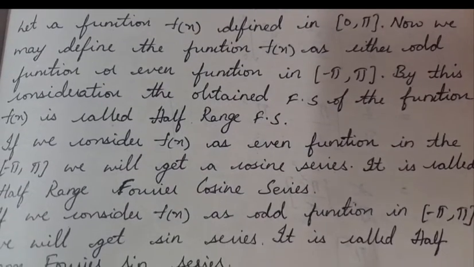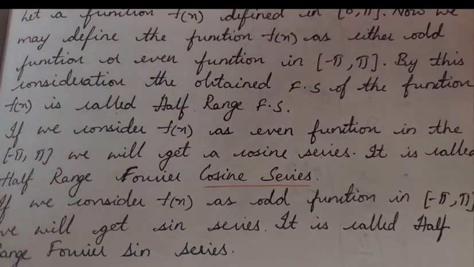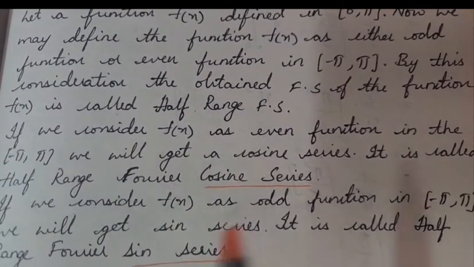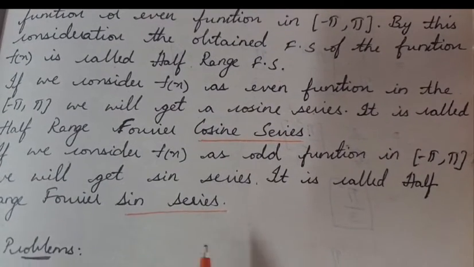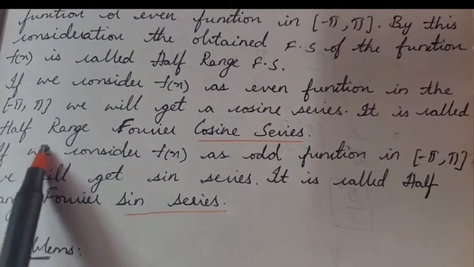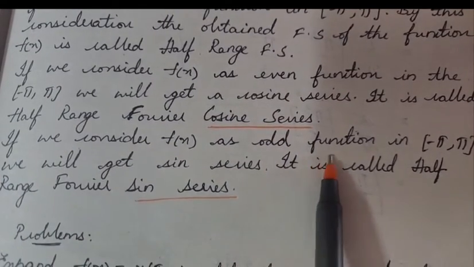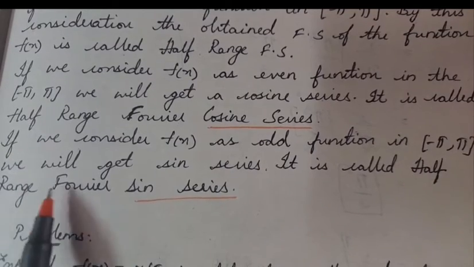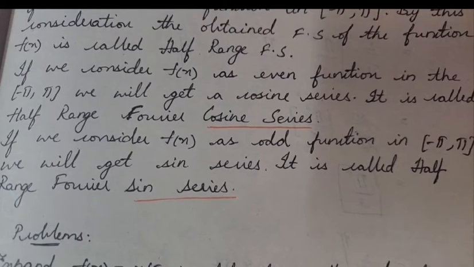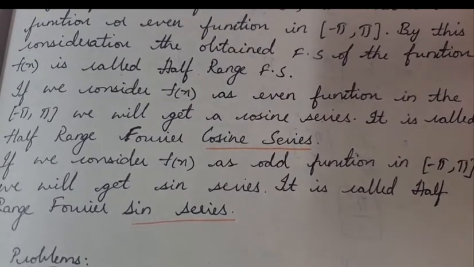So in half-range Fourier series, there is a cosine series and a sine series. Cosine series and Fourier sine series. So what is the cosine series? If we consider f of x as an even function in the interval minus pi to pi, we will get a cosine series. It is called the half-range Fourier cosine series. And if we consider f of x as an odd function in minus pi to pi, we will get a sine series. It is called the half-range Fourier sine series.